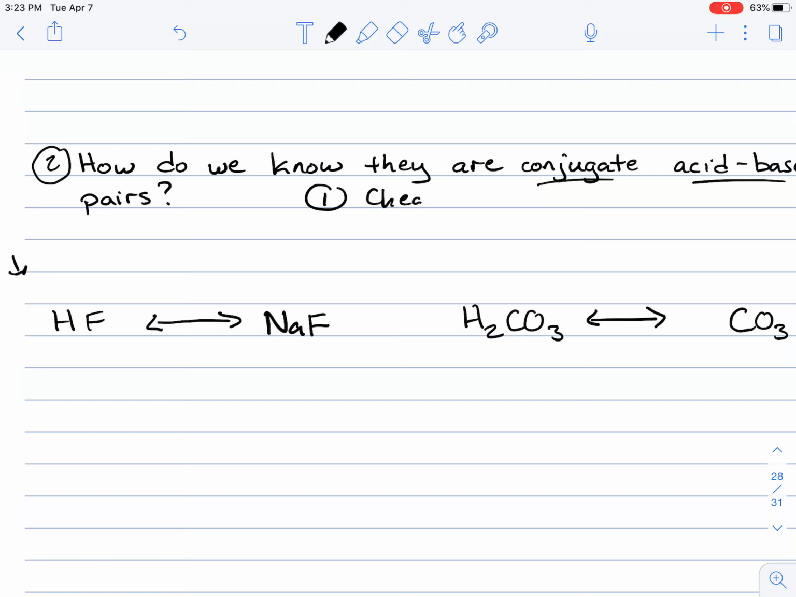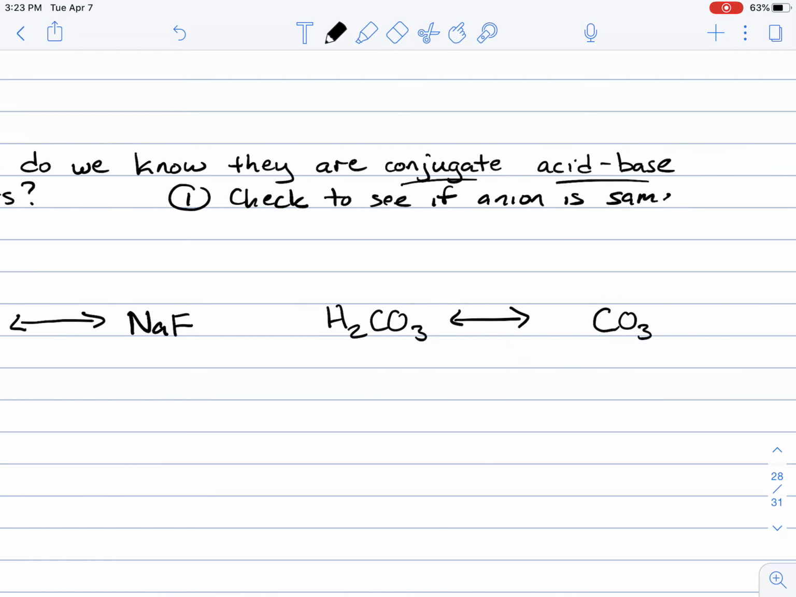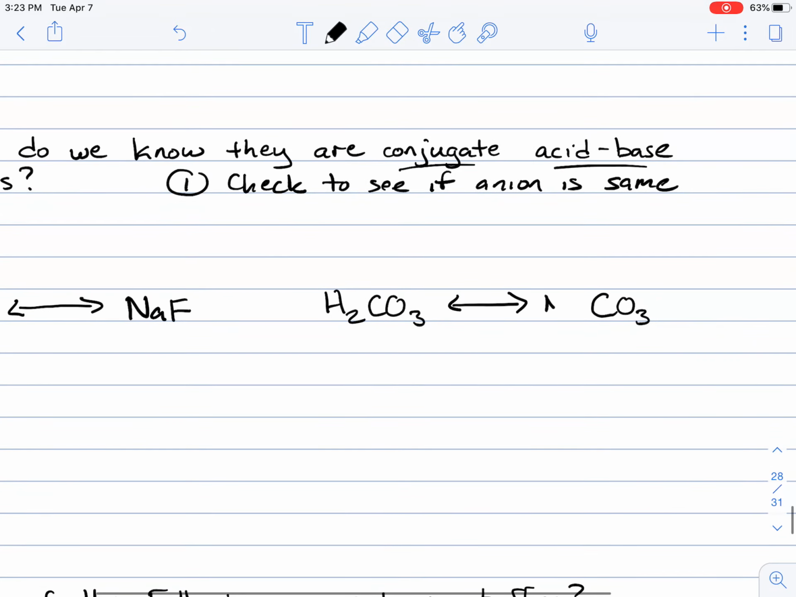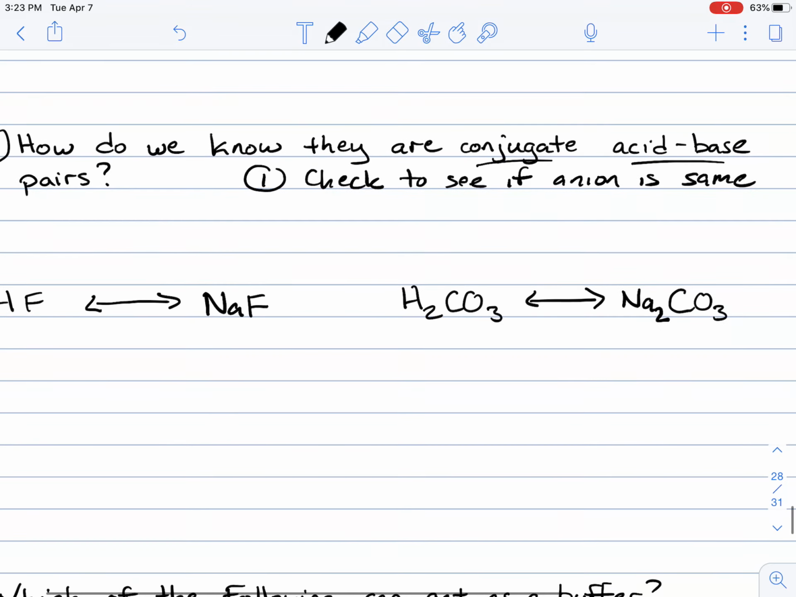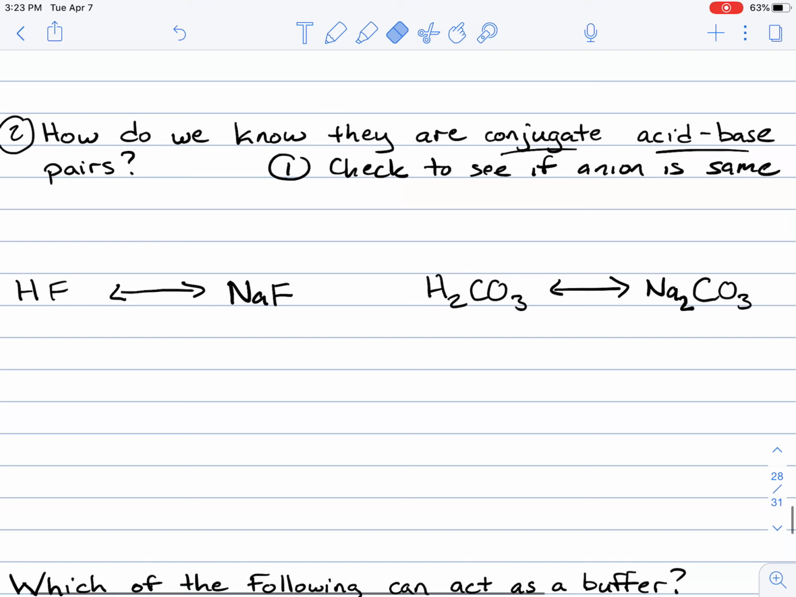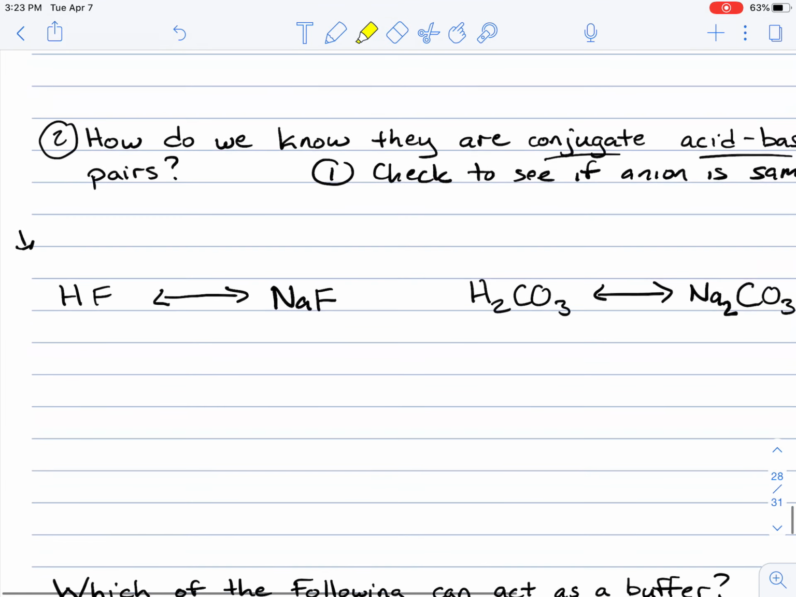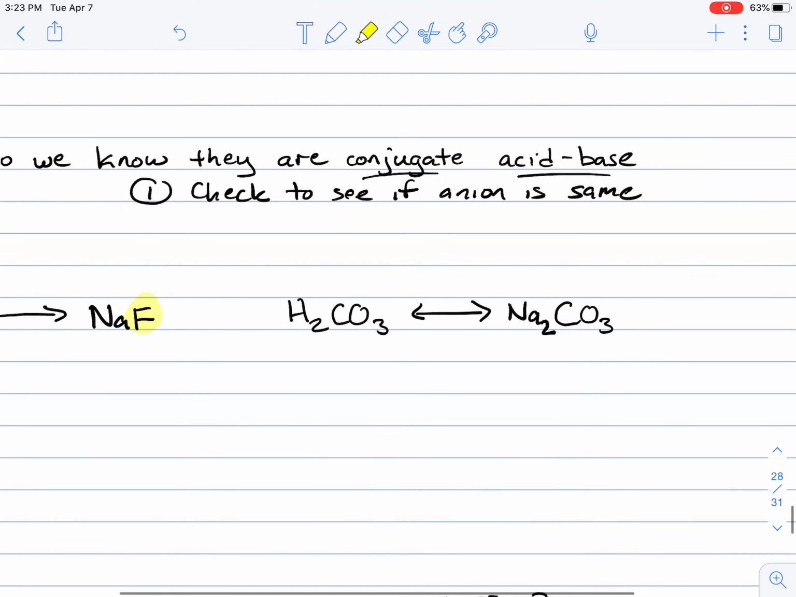check to see if the anion is the same. I'll put in this guy here. And so looking at both of my examples, I have F and F. Those are both anions. And I have CO3 and CO3. And so it turns out that both of them fulfill this prerequisite. Both of the anions are the same.